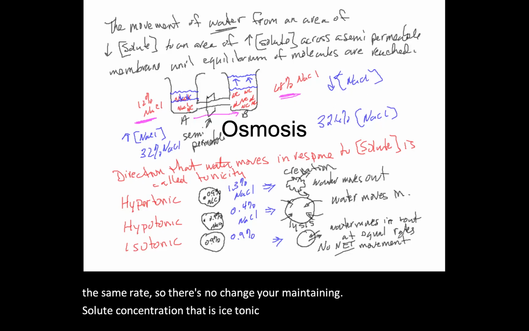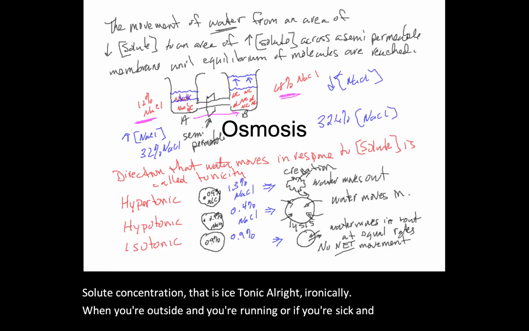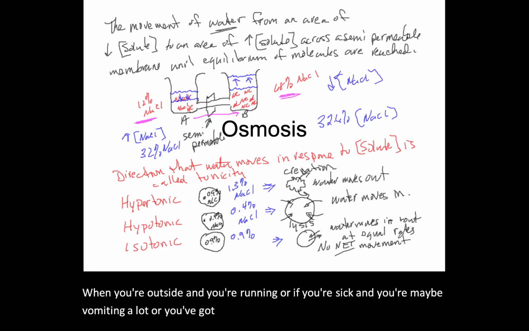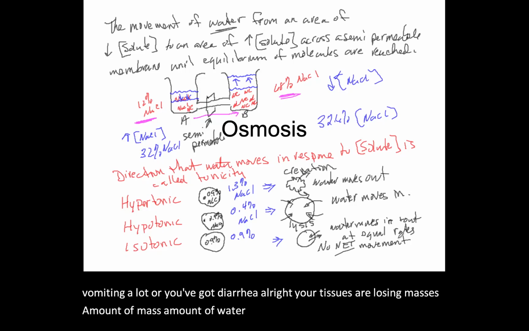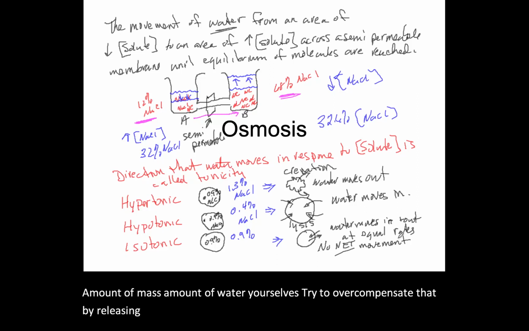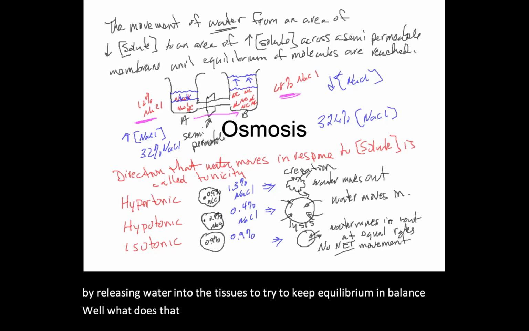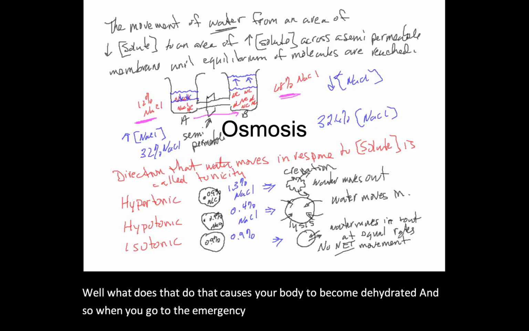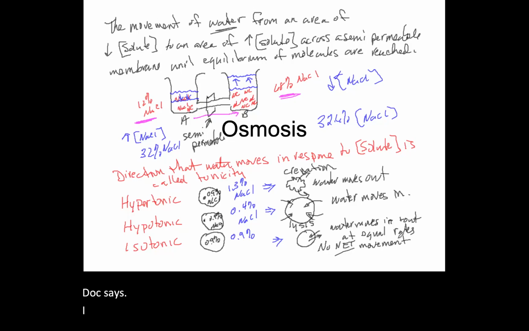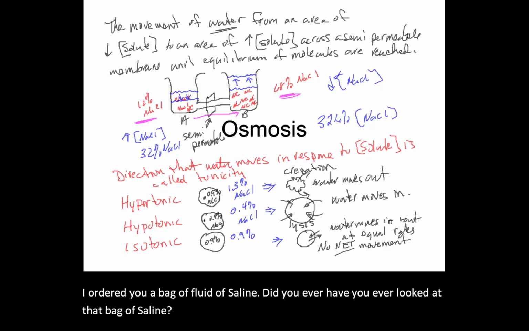Ironically, when you're outside and you're running, or if you're sick and you're maybe vomiting a lot, or you've got diarrhea, all right, your tissues are losing a massive amount of water. Your cells try to overcompensate for that by releasing water into the tissues to try to keep equilibrium in balance. Well, what does that do? That causes your body to become dehydrated. And so when you go to the emergency room and the ER doc orders you a bag of fluid, of saline, have you ever looked at that bag of saline? Saline is 0.9% sodium chloride.